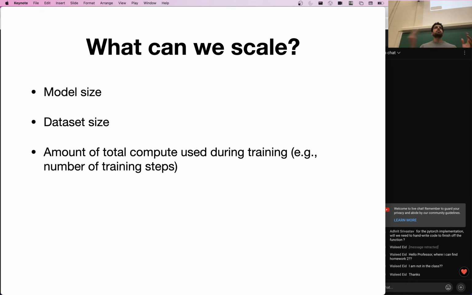Should I pick a small model and train it on a larger data set? Should I pick a huge model with a smaller number of tokens trained? How should I allocate my compute? That is the key question behind these scaling laws. They always assume you have a fixed compute budget and you're trying to figure out what you should do with your model size and your data set size. How should you balance those?